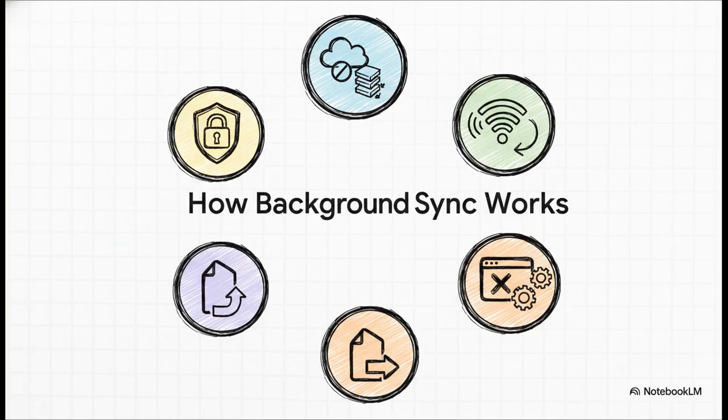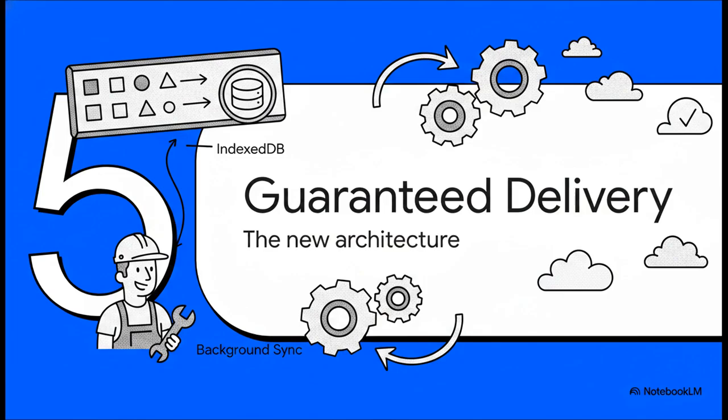And what if the sync fails for some reason? It automatically retries, using an exponential back-off strategy. It's so reliable and powerful, which is exactly why it requires a secure HTTPS connection to even use it. So when we combine our IndexedDB queue with this super patient background sync worker, we get something amazing: guaranteed delivery. Let's walk through what the new user experience actually looks like now.